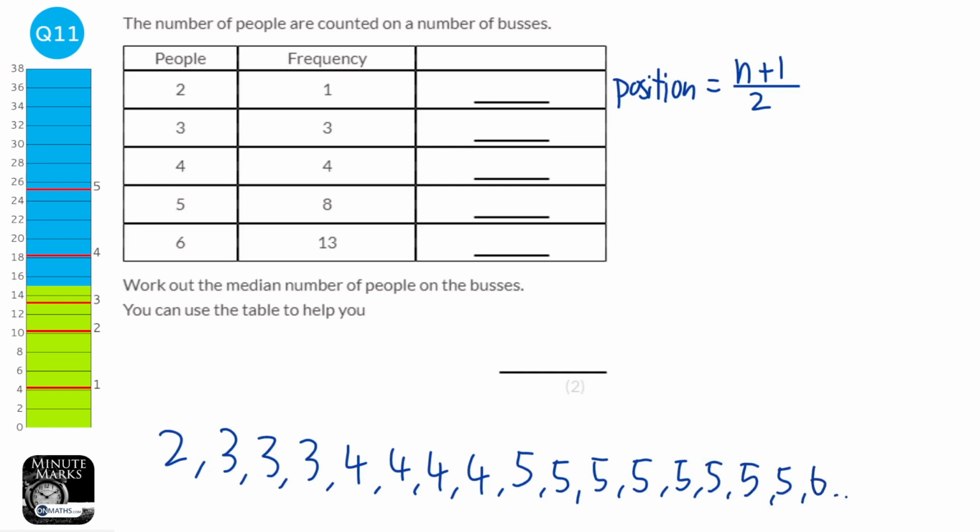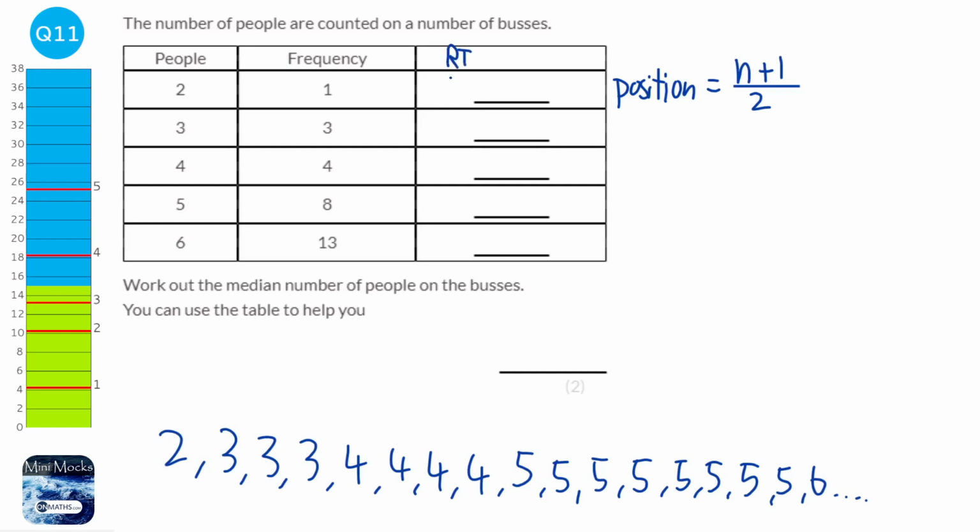Now I'm not going to do all of them, because we're not going to be working out the median by writing out all the numbers, but I do want to show you where these numbers are coming from. So what we do is a running total. The running total is just adding up the frequencies as we go.